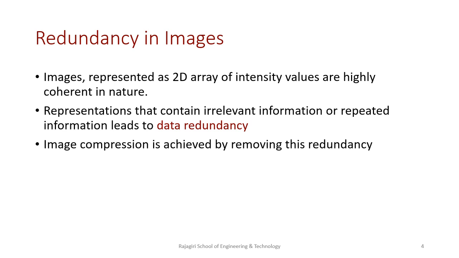Image compression is possible because digital images are highly coherent in nature. Encoding regions of constant intensity results in duplication or repetition, which is known as data redundancy. Image compression is achieved by removing this redundancy.